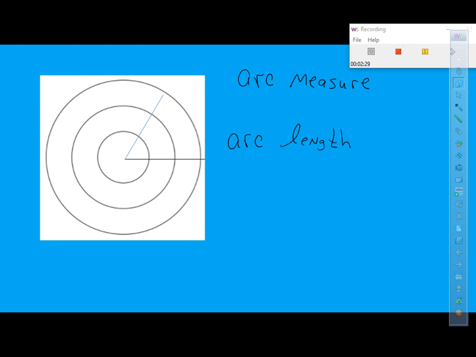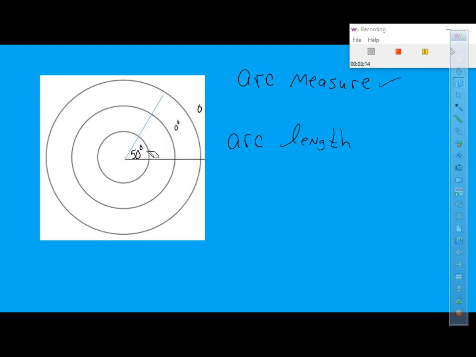Arc measure is the angle that's being used. So for instance, if this is a 50-degree angle, if you look at that little circle, I would say it has an arc measure of 50 degrees from there to there. If you look at the second circle, the middle circle, I would say this has an arc measure of 50 degrees also. Notice that they're totally different circles, but the arc measure is the same. If you go out to that farther circle, it also has an arc measure of, you guessed it, 50 degrees. So arc measure just represents the angle that's being used to create that sector.